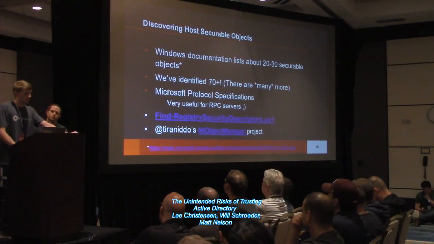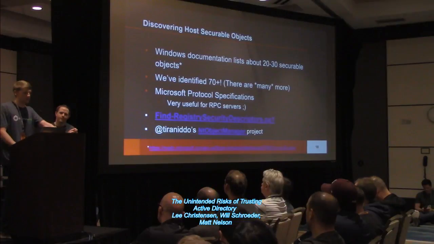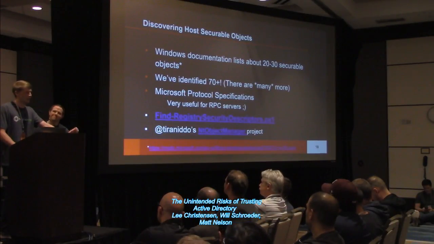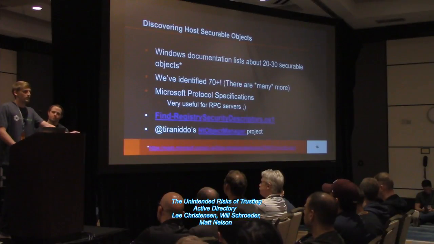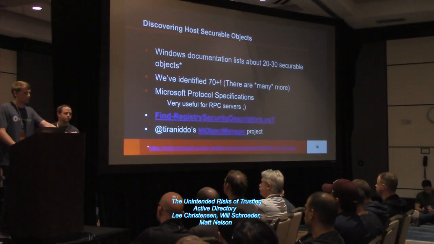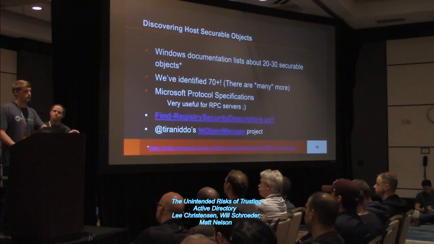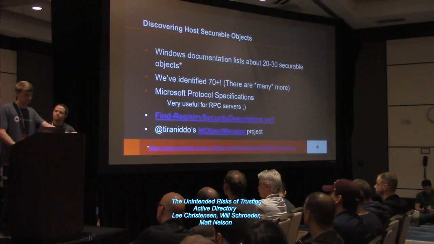Lee also has a script called Find Registry Security Descriptors sitting somewhere on the internet. I don't think it's on GitHub. I found it on some cached website earlier today. So we'll have that reposted as well, which can show you what it might look like when you go to enumerate those. Has anybody heard of NT Object Manager from James Forshaw? It's a really great tool to go through and analyze some of the underlying components of Windows, specifically some of the security descriptor stuff.